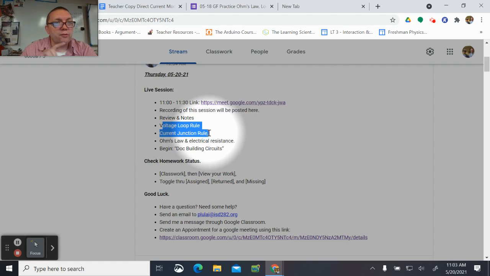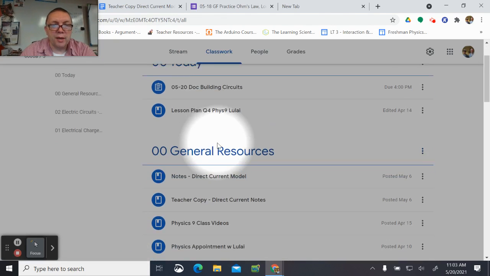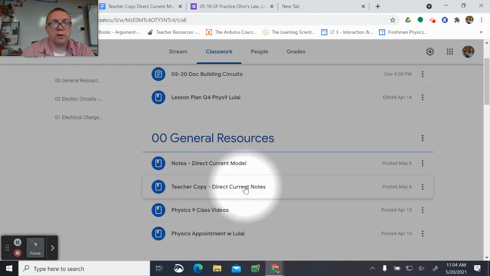The two different things, one of them is the notes that are posted in classwork. So classwork, click it. And then here's the blank sheet version of that that has a spot where, if you're the sort of person that would like to print it out and then write things in, because as you write things in, they kind of stick better. There you go. If you want the copy that has all the stuff in there, well, there you go. Teacher copy, direct current notes.